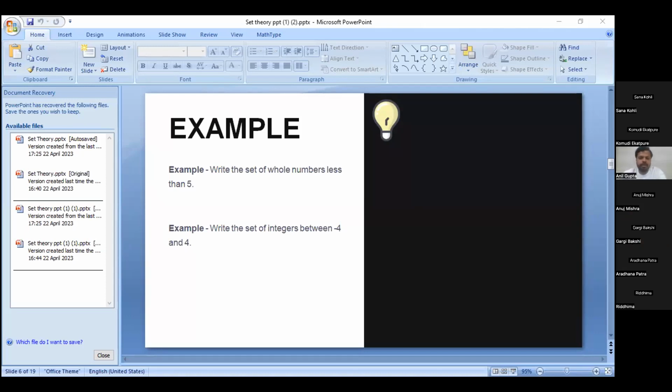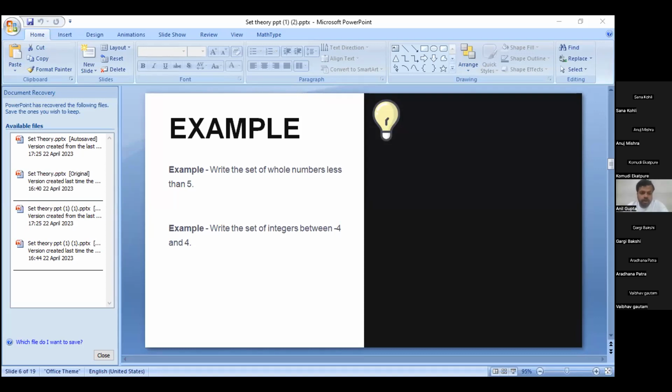Okay, great. Student, are you able to see set theory in PPT form? Please tell me. Yes, sir. Okay, great. So, dear student, let us start set theory, the first chapter of class 11 again. Am I audible, dear? Please tell me.